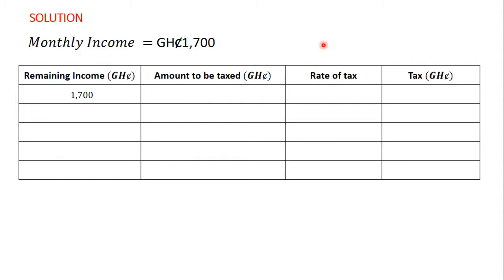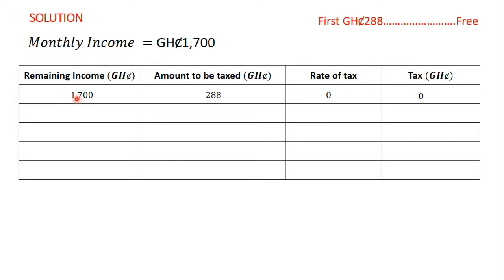From the question, we were told that the first group is the first 288 Ghana cedis and it is tax-free. It means that for the first group, the amount to be taxed is 288 Ghana cedis. And because it's tax-free, the rate of tax is 0. This means that the tax itself is also 0. So the tax for the first group is 0 because it is tax-free. Let's move on to the second group.